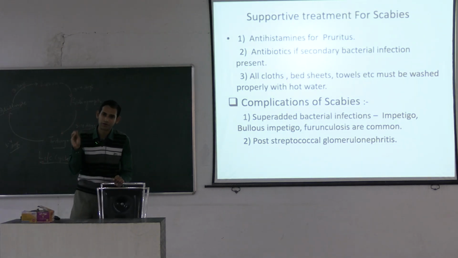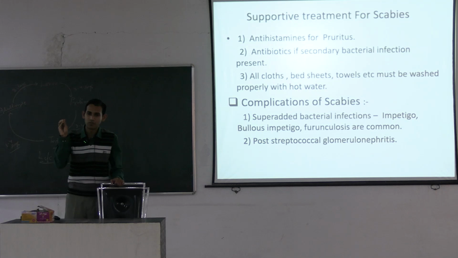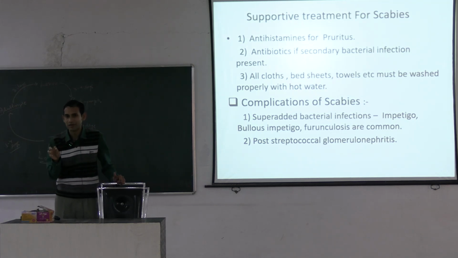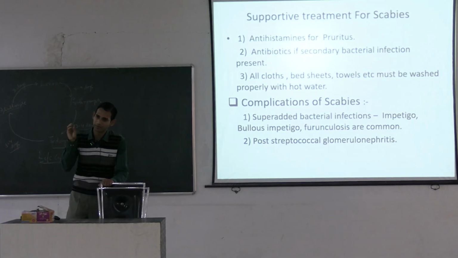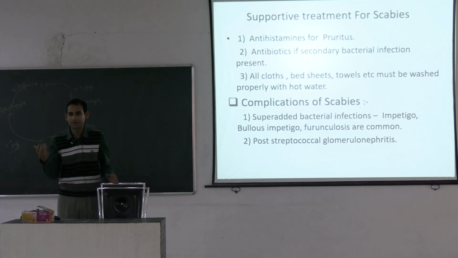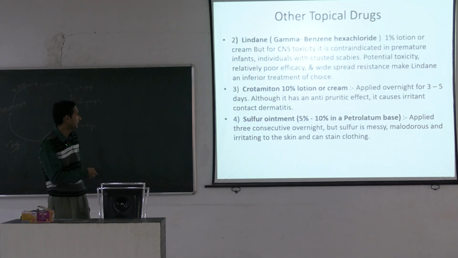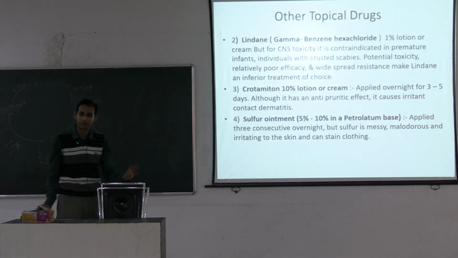Just remember this point. The causative agent, number 2 is the clinical features, number of the mites, distribution of the lesions, and number 3 is how it is diagnosed, mostly clinically, and types of scabies, nodular scabies and crusted scabies, and medication, mainly topical medication is used, that is Permethrin 5% cream. Other than that, just remember the names: gamma benzene hexachloride, crotamiton 10% lotion or cream, or sulfur 5 to 10% in a petroleum base.